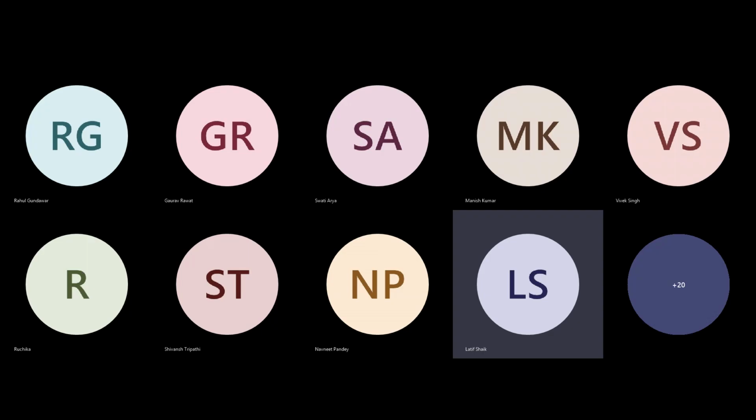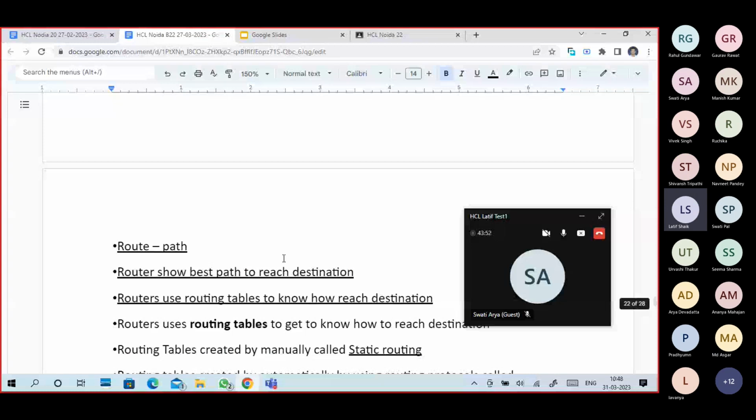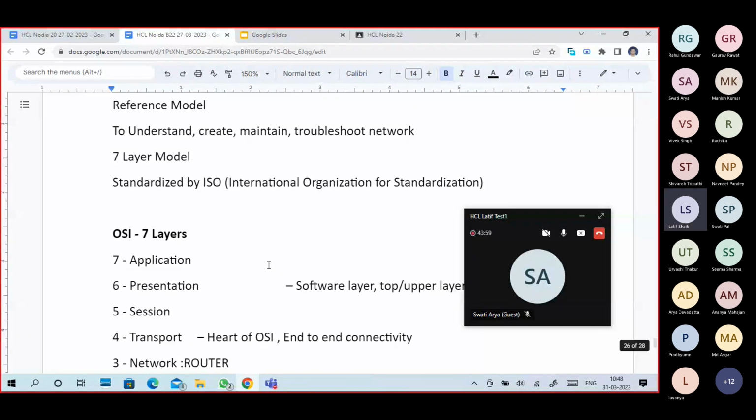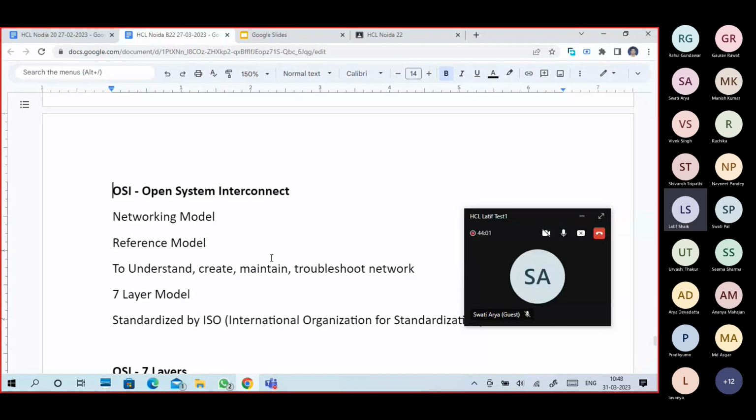Okay, so just before we close the class yesterday, we started OSI layers, Open System Interconnect. Open System Interconnect is a networking model. It is a reference model, meaning no organization actually uses the OSI model. But why should we learn the OSI model? For understanding the network, to maintain and troubleshoot network-related issues, Open System Interconnect is useful.